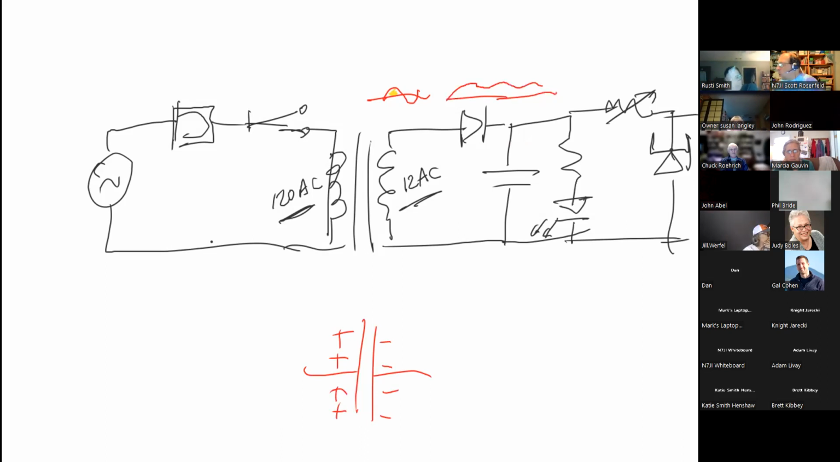So it's kind of like a wobbly DC now. So that doesn't look quite so bad. That's a little bit of filtering. Okay, so now we have this thing right here. This is an LED. It turns on when there's voltage over here. And now, since there's always voltage over here, the LED is on all the time.